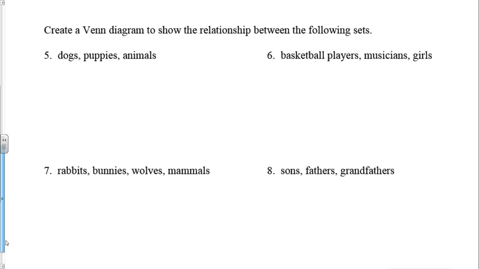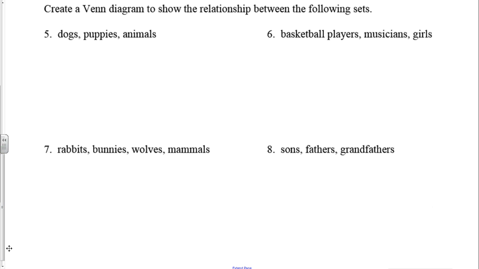So with that idea, we're going to go on to create Venn diagrams for these situations. So dogs, puppies, and animals. And let me clarify what I mean by puppies. A puppy is a baby dog. So every single puppy is a certain kind of dog. So we're going to go ahead and put all the puppies, first and foremost, inside of the dogs. Because again, every single puppy is just a baby dog.